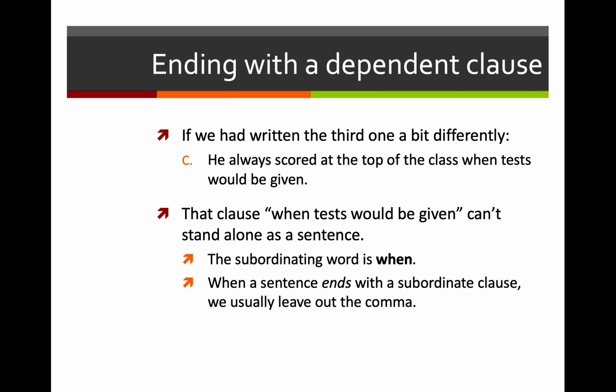We could have written this third one differently. He always scored at the top of the class when tests would be given. And in this case, that when tests would be given, that's another subordinate clause. It's at the back side of the sentence, not the front. And just one of the things about the way we write, we don't put the comma when the subordinate clause is at the back. It's always at the beginning, not very often at the end.